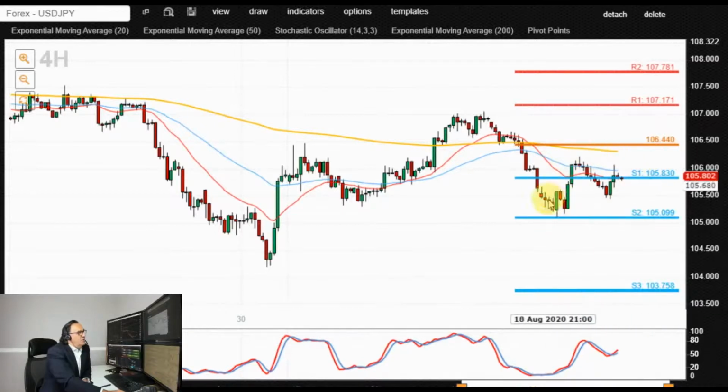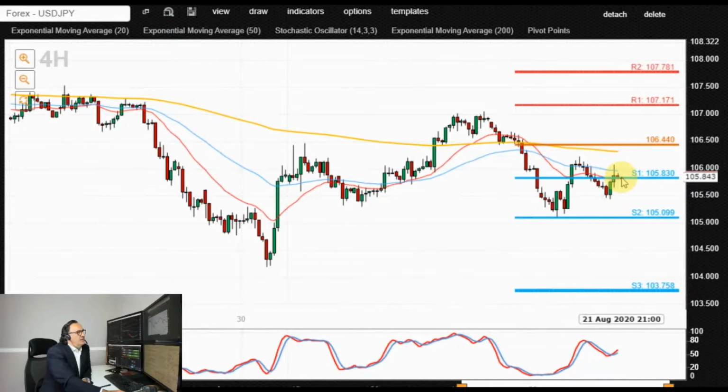This potentially could create a bear flag which could break to the downside, a further extending move to the 105 level. A loss of 105 means 104.70, 104.50, 104.30, 104, 103.75 could be tested to the downside.